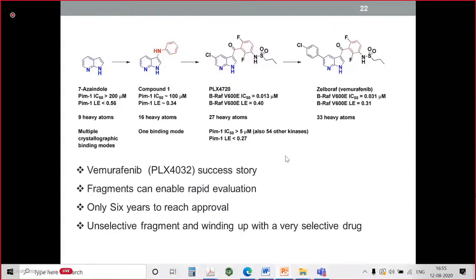As I told you initially, an average of 12 years is needed for the approval of a drug from the beginning. But this is almost half of the average timeline for the approval of a drug. It means we are able to save at least 6 years in developing the drug using fragment-based drug design. So it is a very rapid and revolutionary approach.